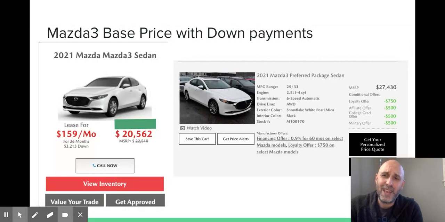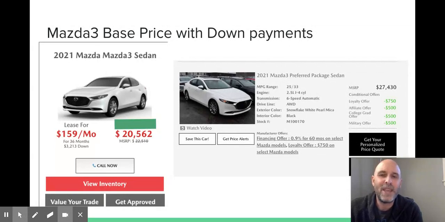This is a great example. Let's look at a couple different ads. I just Googled for Mazda deals. Look at this one on the left: lease for $159 a month. People focus on $159 a month, and you'll see right there the MSRP $22,510, sale price $20,562. It's about 10% off. They're giving a good discount.